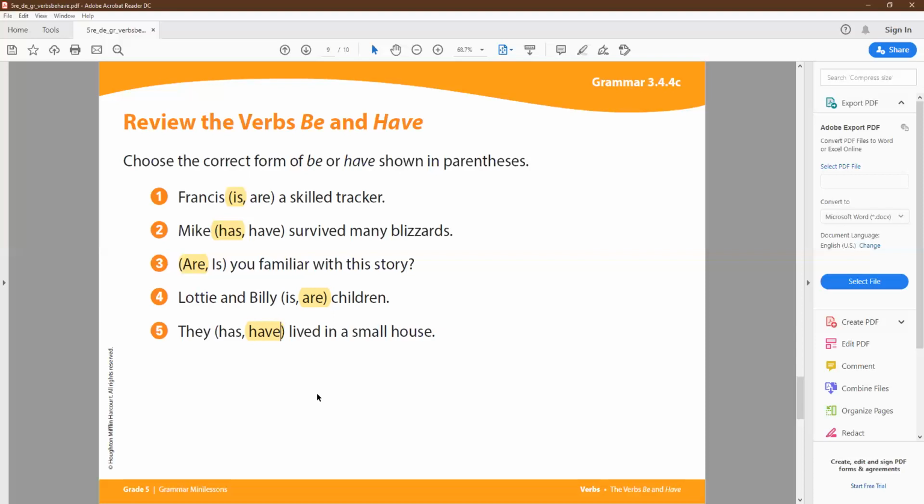All right, guys, so hopefully this was helpful. Again, it is a pretty easy skill, but we also need to know it's not just because it sounds right, it's because it is grammatically correct. If our subject is singular, we need a singular verb. If our subject is plural, we need a plural verb, okay?